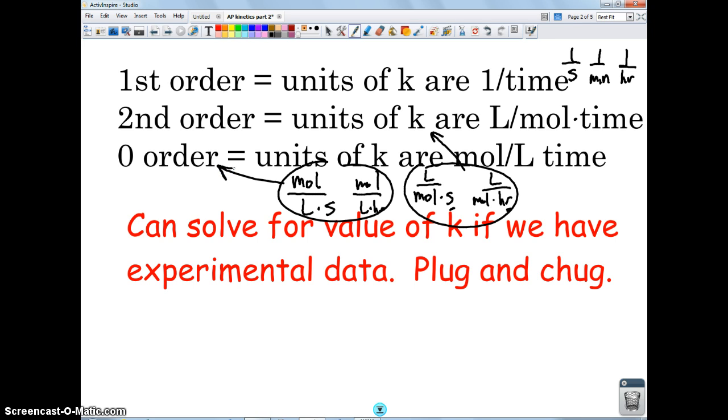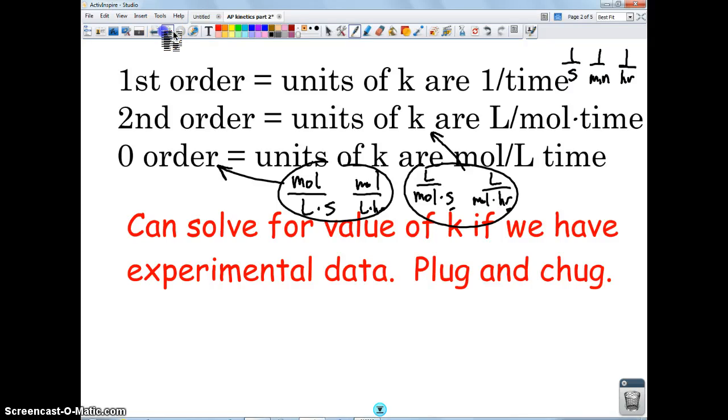All right. Again, once I have data that was able to be used to determine whether it's zero, first, or second order, I can then solve for the value of K. All we have to do is plug in everything we know. We'll know the rate, we'll know the concentrations, we'll know the exponents, and so we can just plug everything in and do math to solve for the value of K.